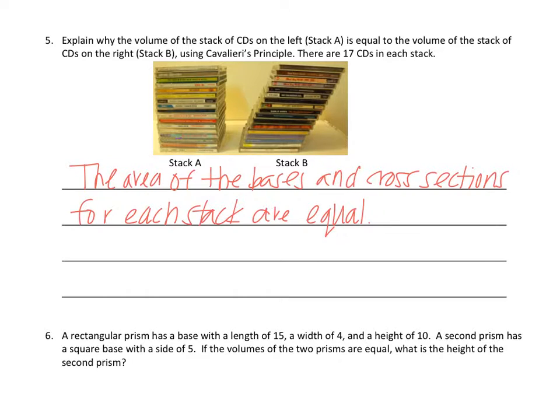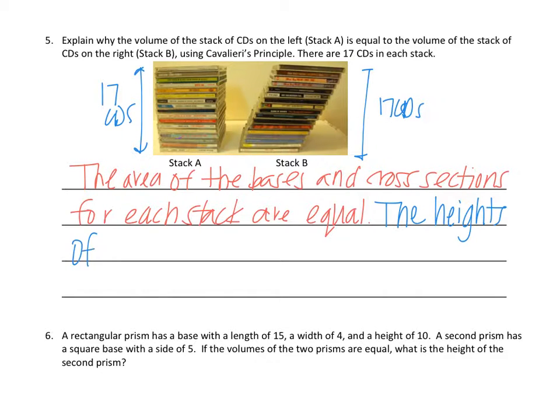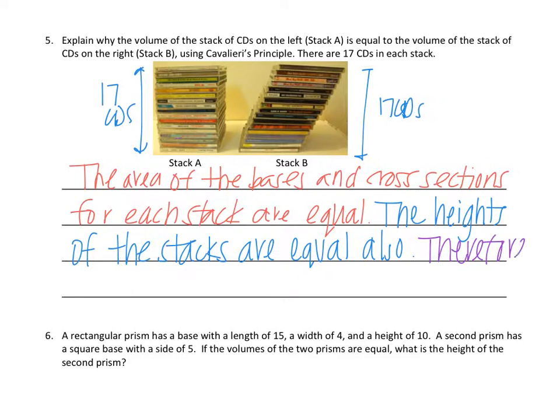And then we're going to talk about the heights, because remember each one has 17 CDs. Just because they're slanted doesn't matter, they still have 17 CDs. So we'll say the heights of the stacks are equal also. Then our last sentence will talk about why the volumes must be equal. Therefore, the volumes must be equal.